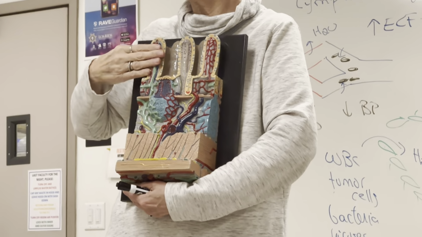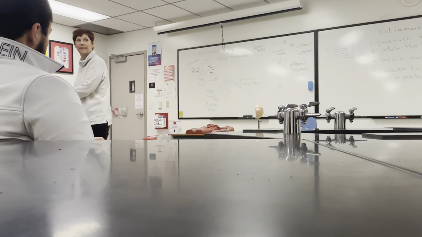Then here's an example on the model of the small intestine of a lymphatic follicle. It's not made accurately because it's supposed to be lighter in the middle, and that's called a germinal center. Anybody know why it's lighter in the middle? Plasma from the B cells?